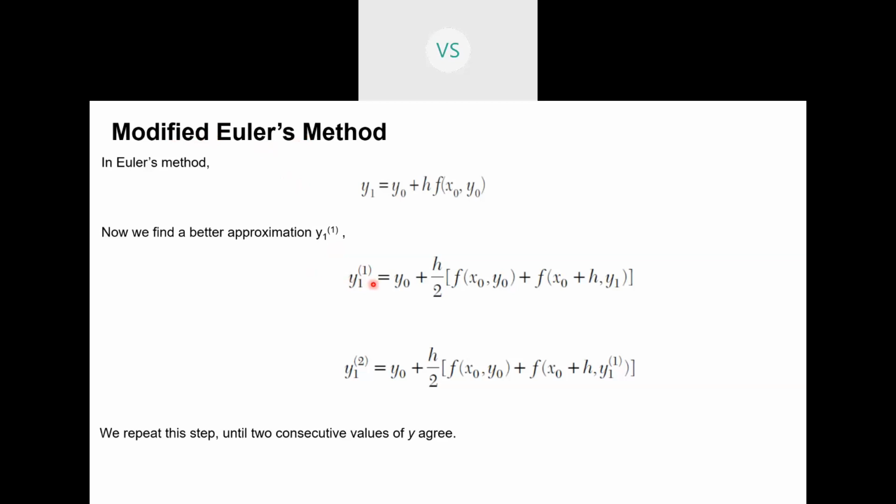So you can see over here the formula for y1^(1), which is equal to y0 plus h by 2 times the function, substituting the values of x0, y0, plus the function, where the value of x is now x0 plus h and the value of y is y1. This y1 is what you have got from here. This value you have to substitute over here, and then you find y1^(1).